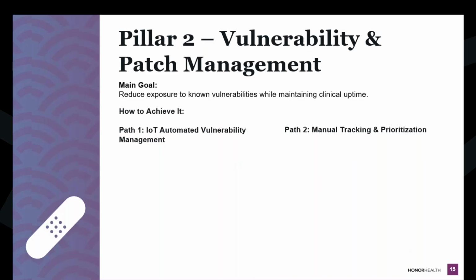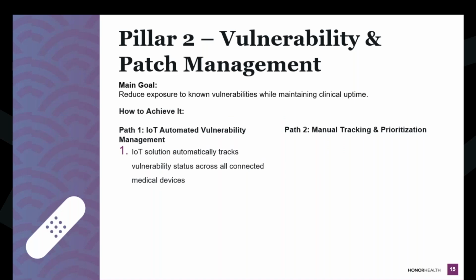Again, you have 2 paths here. So first of all, we have to identify what our vulnerabilities are. So you have your automated path, and then you have your manual tracking. For your automated path, your IoT solution looks at your equipment, looks at the assets, the models that you have out there, and then it matches them with the vulnerabilities that are fed automatically into your IoT solution. So they have sources all over the place. It all gets into that one system, and you're only now seeing the vulnerabilities that actually impact you.